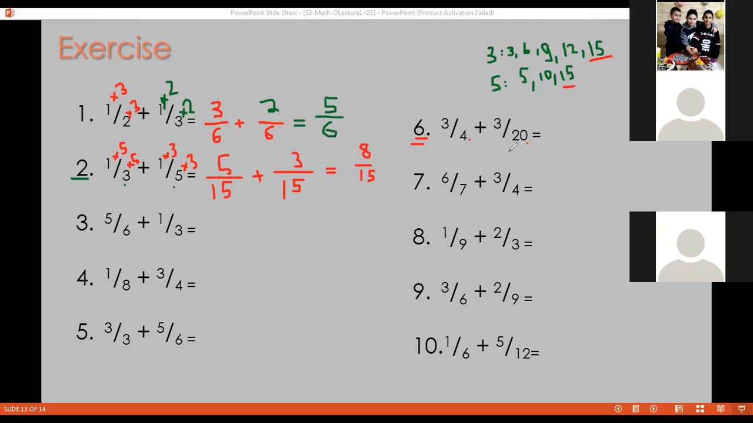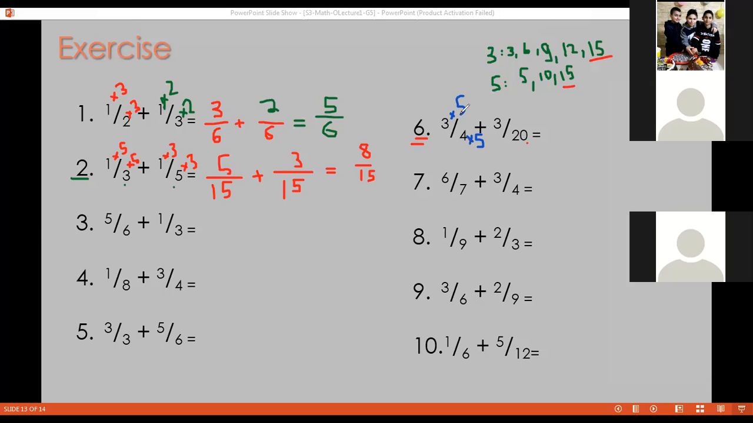Someone told me because 20 is divisible by 4. Very good. So you have to be smart enough to know that sometimes you should only multiply one fraction, not both of them. Is it clear? Yes, ma'am. Because 3 is not a multiple of 20.